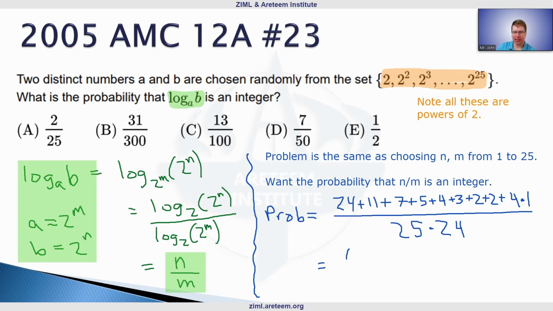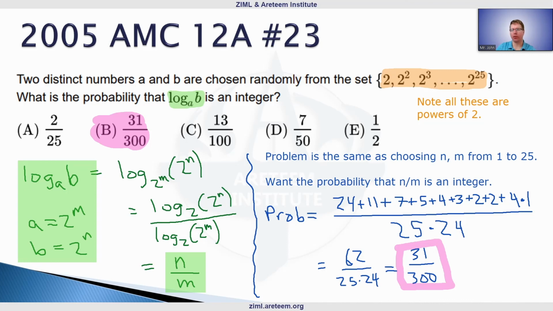This actually gives us 62 over 25 times 24. And sometimes one little tip: don't simplify things when you don't need to. Now we can divide by 2, and we get 31 over 25 times 12, that's 300. So you don't need to simplify that. These numbers aren't too bad, but sometimes that can save you a little bit of time in cases. So the final answer is B, 31 over 300.